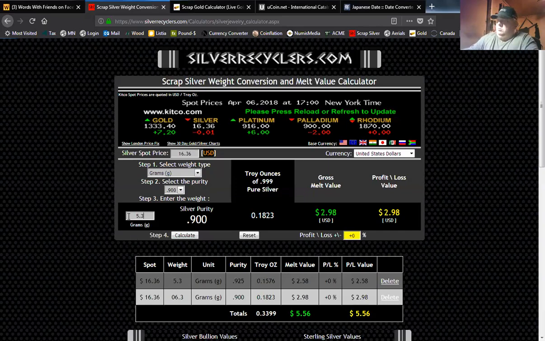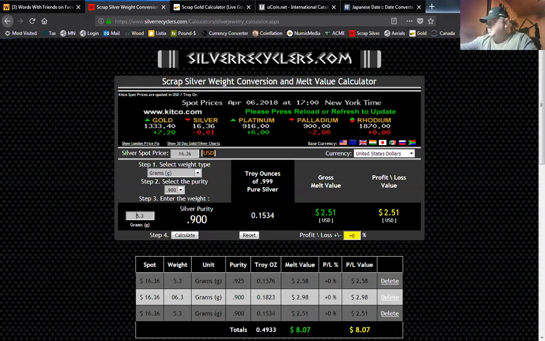Okay, we'll do another figure. And of course, I've got to move that out of the way. And then it does a total of it. So if you're doing item by item, it'll actually tally up all your numbers for each item that you're weighing. But 2.51, it's only 7 cents difference from 0.925 to 0.900. Now, if that was gold, it'd be a drastic number, but we're not doing gold.